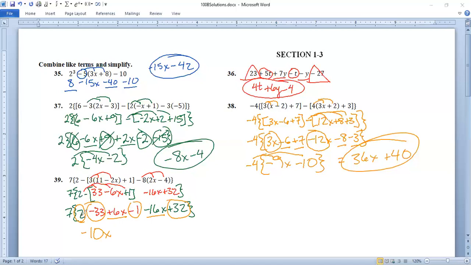Okay, let's do it left to right just to make sure. 2 minus 33 is a -31. -1 is a -32 plus 32. Yeah, all the numbers are gone. And so now we're left with 7 times a -10x. It's a -70x. There we go. Excellent.